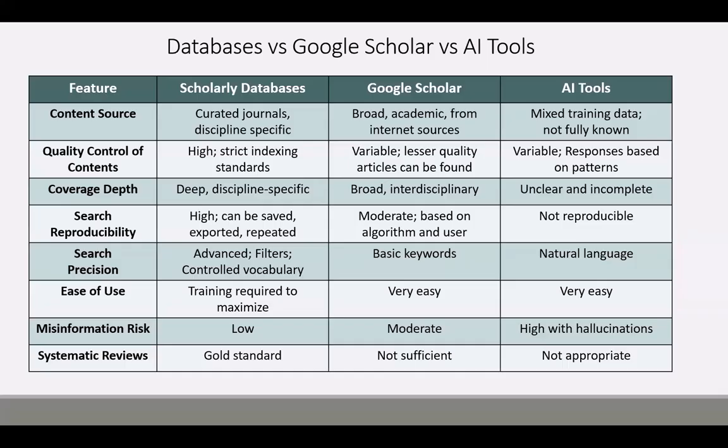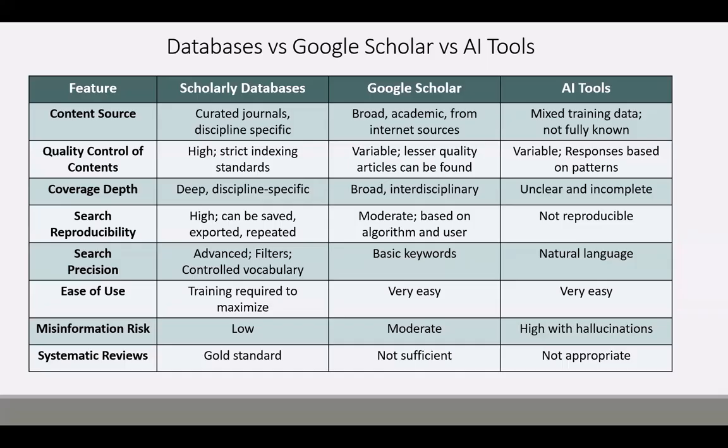And then in the AI tools, again, we just don't know. A lot of times it generates its outputs just based on patterns. That's how citations are sometimes hallucinated. They're not reliable because it's just kind of making stuff up essentially. So less quality.